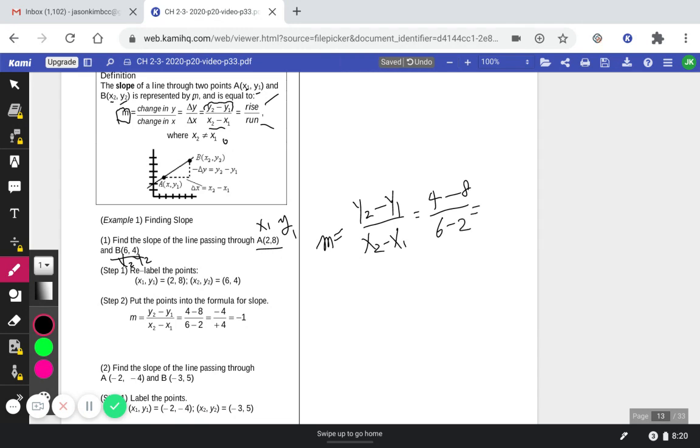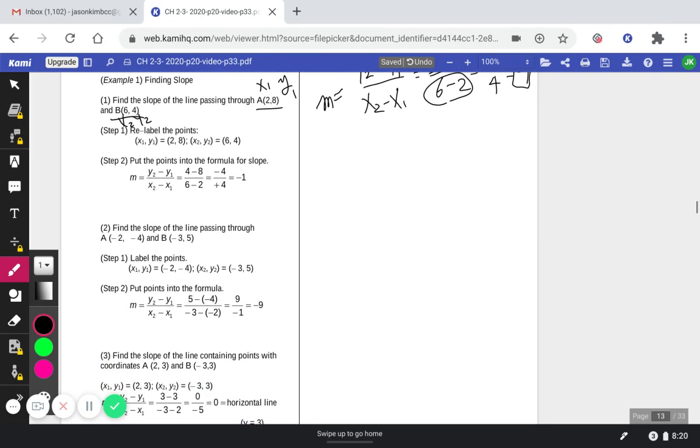So now here comes the signed number operation. 4 minus 8 is negative 4. 6 minus 2 is 4. So you end up with a slope of negative 1. Okay, so that's how you find the slope.